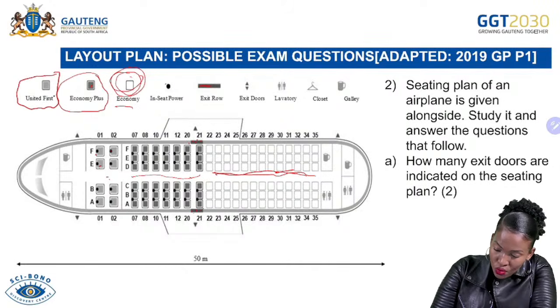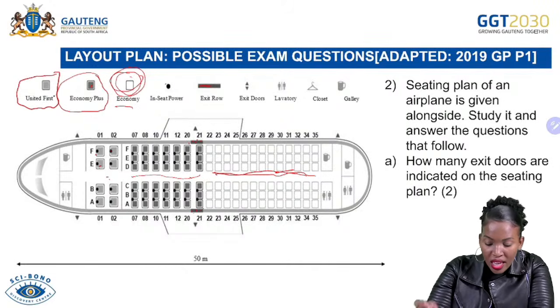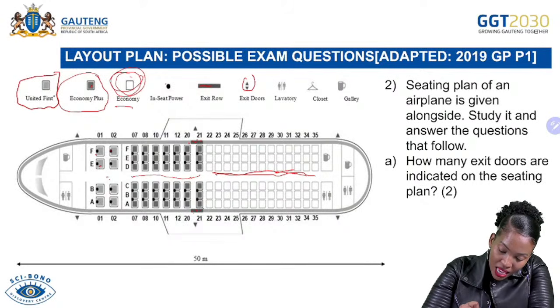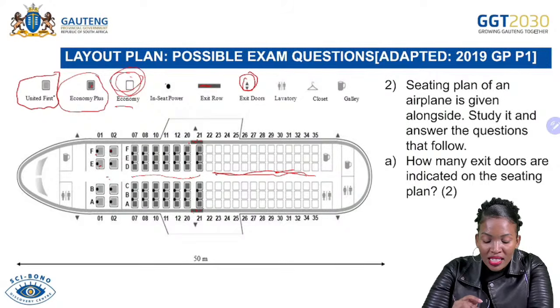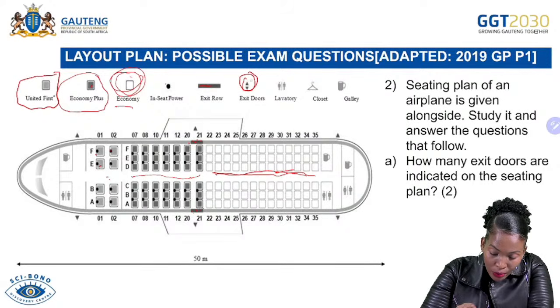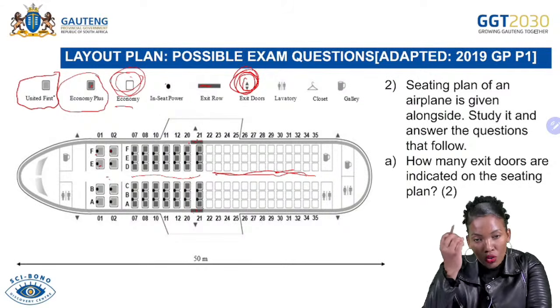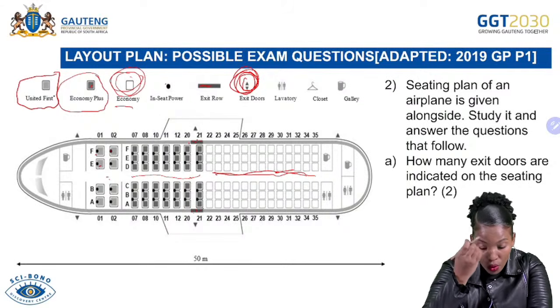This is the exit row on the airplane. And if you see these arrows here, they indicate the exit doors. So if you wanted to leave this plane, you must look for this symbol. Then it will tell you that these are the exit doors. You must exit through those doors.